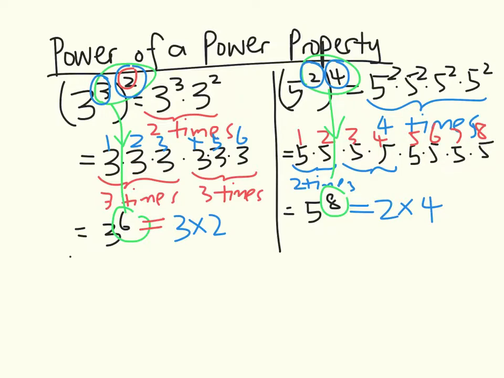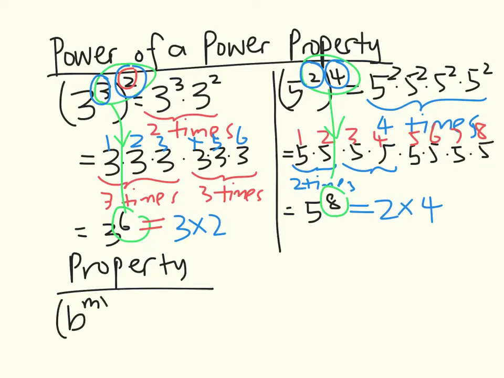Okay, so the property that you're going to write down on your property sheet so that you can have a record of it, and this is the property of power of a power: (b to the power of n) to the power of m equals b to the power of n times m. You multiply the two powers together.